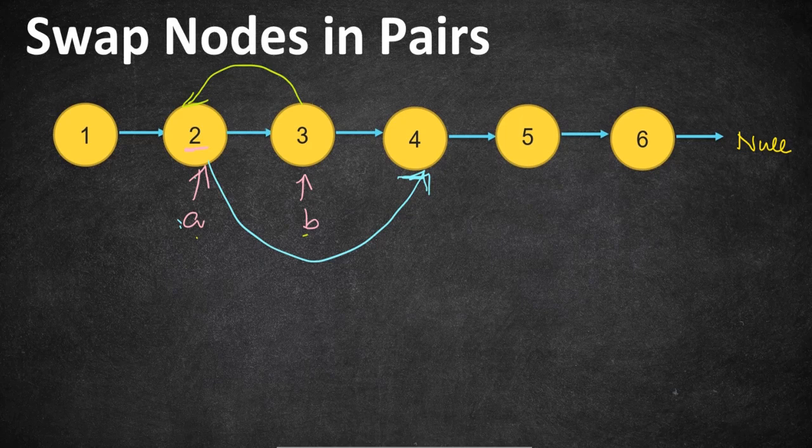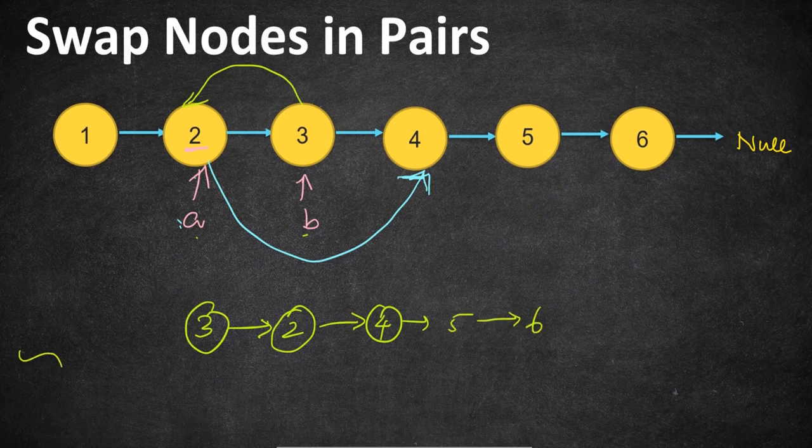So what would be the third connection? Once we swap the nodes in such a way, 3 comes here, 2 comes next, and we already connected 2 dot next to 4. So 4 already has a sequential connection to 5 and 6. So we are left with connecting the previous nodes before 2, which should have 3 as their next, right? So we have to make a connection from whatever is there before A. Which means we need one more pointer to keep track of the end of where we start our A.